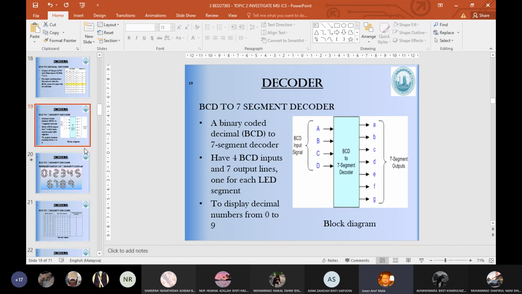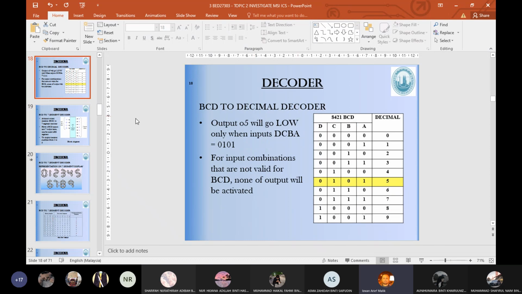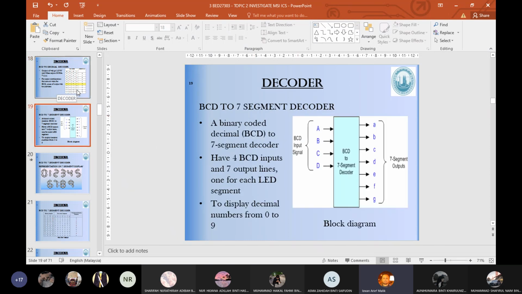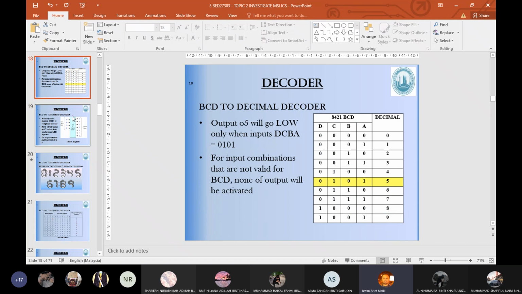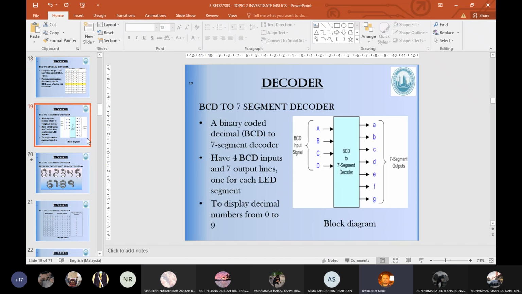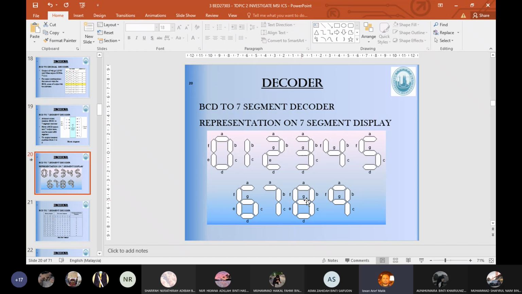Right, then the BCD to 7 segment. Just now BCD to decimal. Ini BCD to 7 segment. Now the difference between BCD to 7 segment dengan BCD to decimal, yang ini dia convert terus kepada nombor tu. Okay, meaning that 0101 5 dia convert nombor 5 lah. But this type of decoder dia convert daripada BCD input kepada 7 segment, yang mana 7 segment tu yang nombor yang you tengok dekat kalkulator. Okay, dia ada 8 macam ni. 8 ni penuh. So A, B, C, D, E, F, G. So 1, 2, 3, 4, 5, 6, 7. 7 segmen. So ini yang dinamakan 7 segment.